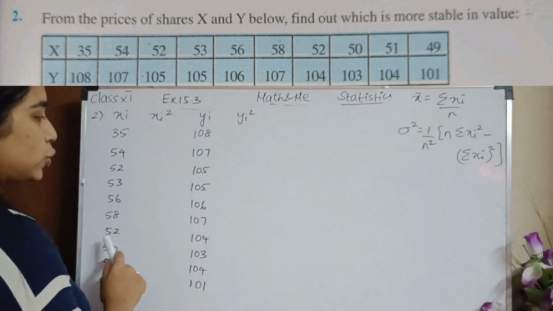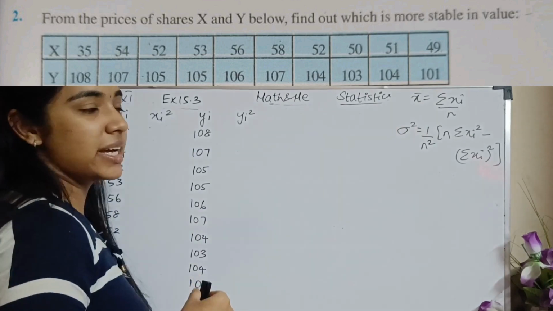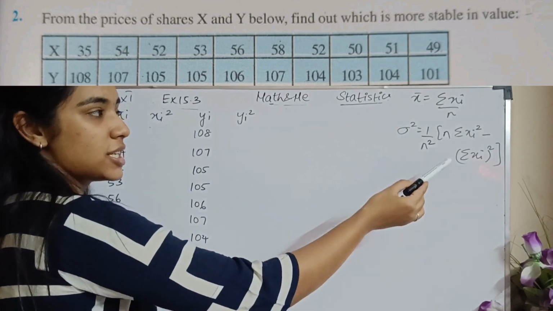Question number 2. I'm given two different sets of data. This is ungrouped. You do not have any frequency. So what is the formula? Mean is sigma xi divided by n. And the variance is, you will have fi here.